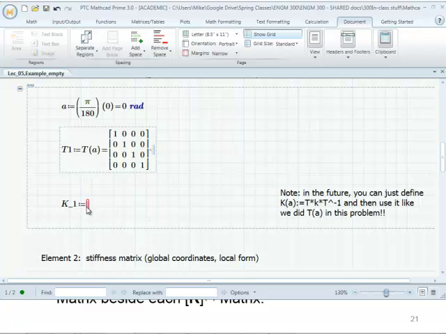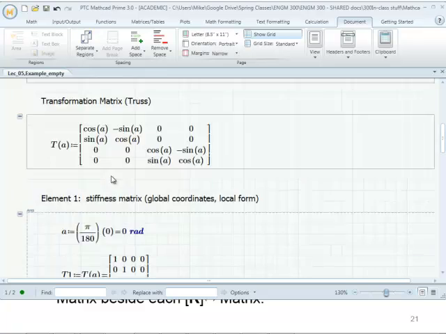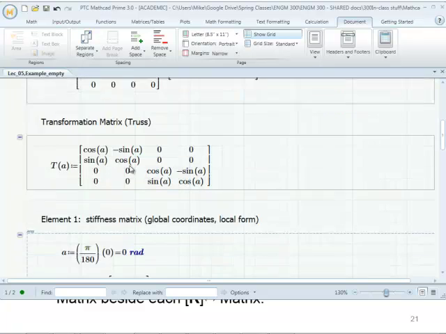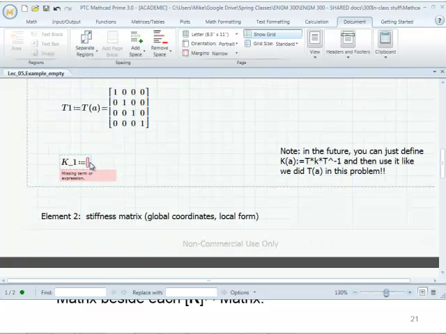And now down here for my stiffness matrix, I need to put in my transformation. Going back up here, I want to transform my stiffness matrix K into my global stiffness. So capital K global. Let's type it in. It's going to be our T1 times our K matrix times the inverse of T1. You can do it either way. You can do the transpose of it or the inverse. I'll do the inverse here because they're the same.